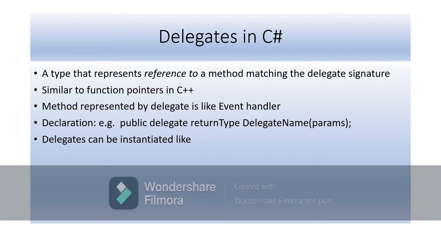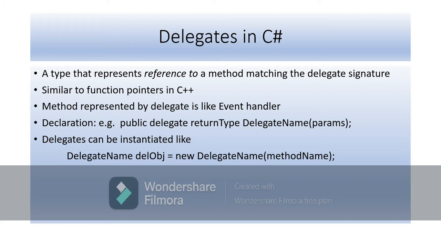Delegates can be instantiated like simply the delegate name and then the name of the instance, for example del obj is equal to new, again the delegate name, and then we have to pass the name of the method which this delegate is going to refer to. Or simply we can say delegate name, then the instance name, say del obj is equal to that method name. Both the things do the same job. Delegates are invoked simply by the instance name, for example in our case del obj, followed by parentheses.